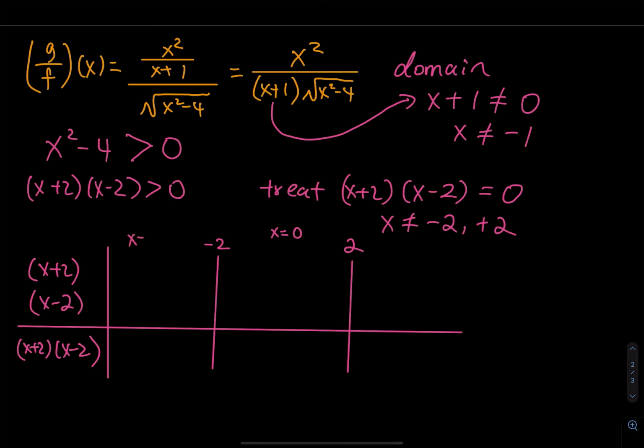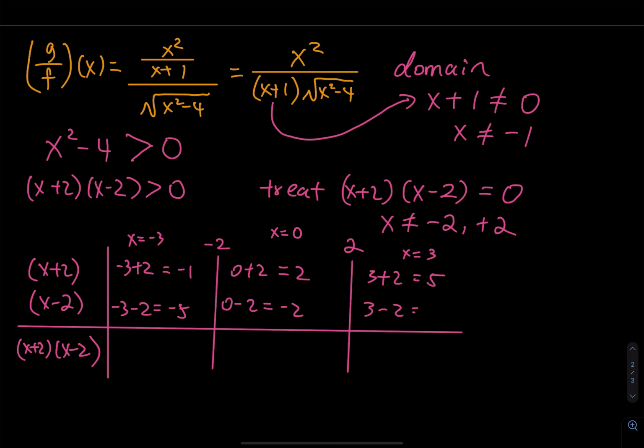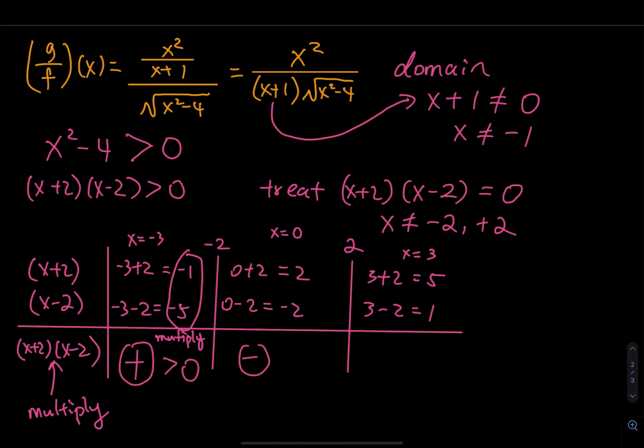And then x equals negative 3, x equals positive 3, and then we plug in. Negative 3 plus 2, negative 3 minus 2, negative 1 times negative 5, that is positive. 0 plus 2, 0 minus 2, positive 2 times negative 2, that is negative. 3 plus 2, 3 minus 2, positive times positive equals positive. Do you see that this is a multiply? When you multiply these two, do you get positive or negative? The answer is positive, which is greater than 0. This is negative, less than 0. This is positive, greater than 0.